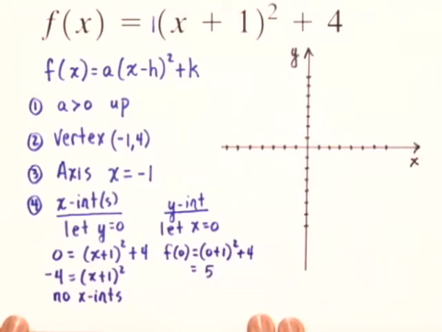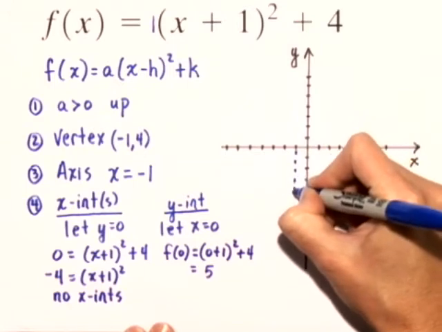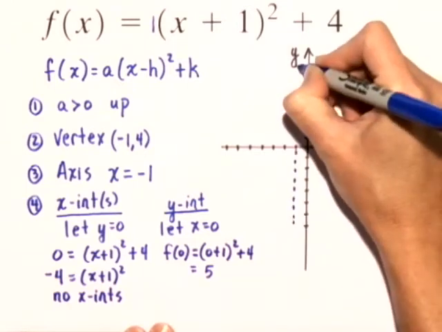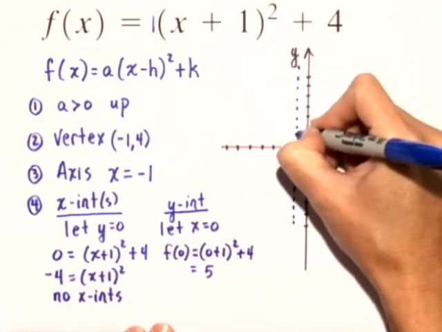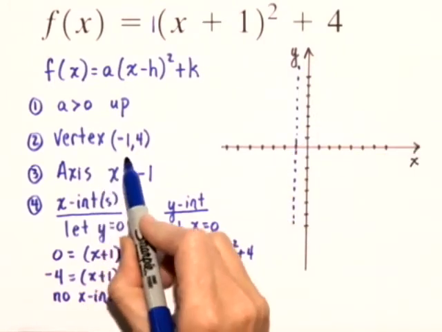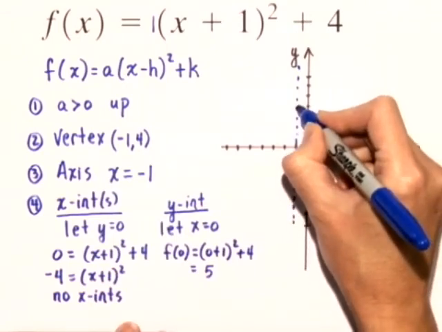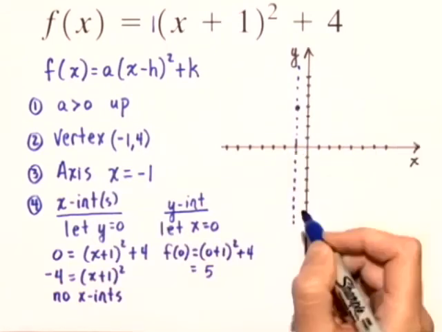Now we can sketch a graph of this quadratic function. So, first of all, we know the axis of symmetry is the line x equals negative 1. So that's just a vertical line going through the x-axis at negative 1. And we know that the vertex is (negative 1, 4). (Negative 1, 4) lies on the axis of symmetry.